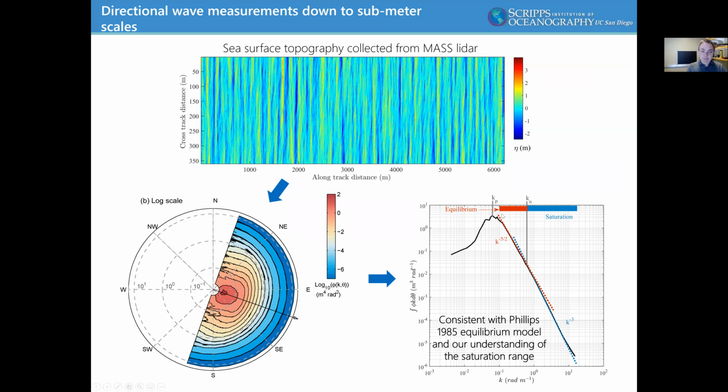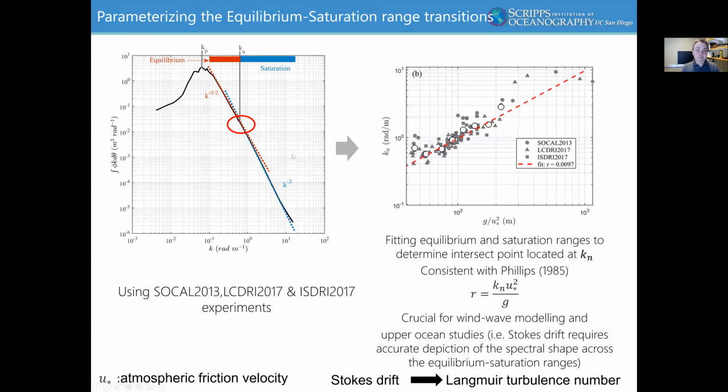So we have a lot of data collected over those 3 experiments. If you take all of them and you fit both equilibrium and saturation range to determine the intersect for all those different cases, you can start looking at the evolution of this transition wave number as a function of environmental parameter. You have to recall that Phillips came up with a number for this R, where he said that R is constant, and came up through his model with this relationship here.